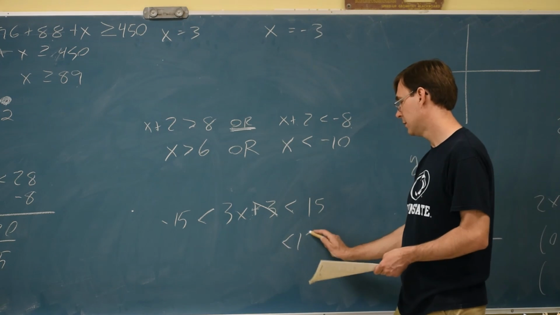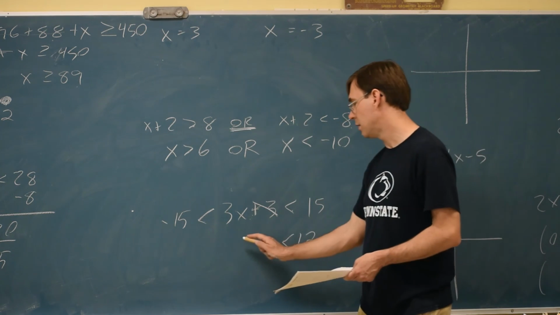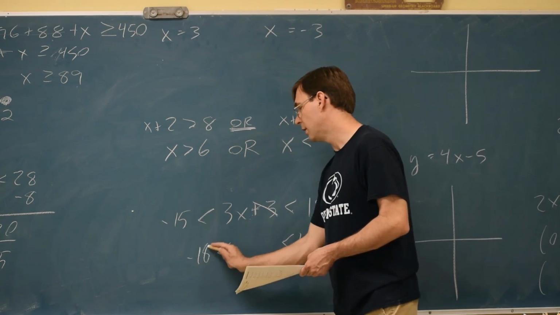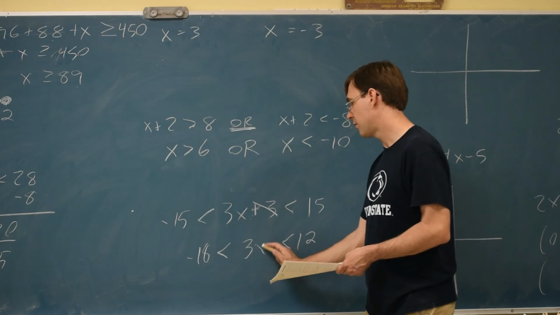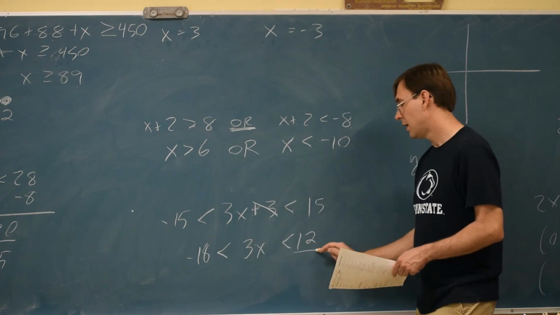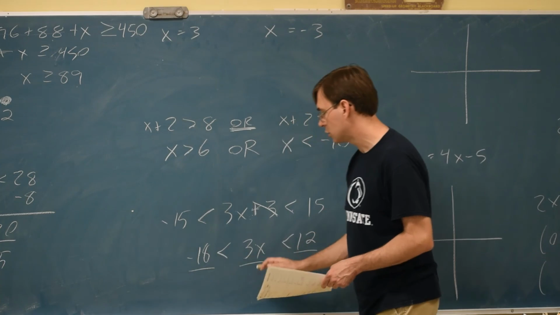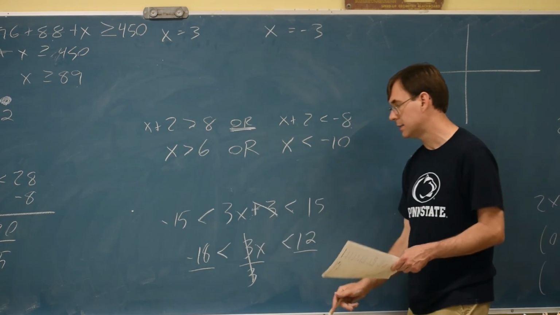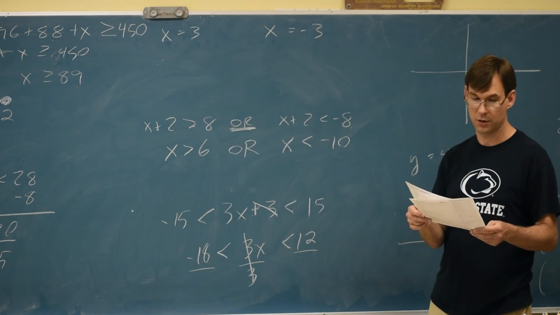Subtract 3 on both ends. So we'd be to a 12, we'd be to a negative 18, and the 3x just sits. Then on all 3 locations, we would divide by 3s and you'd get the answer that's on your key.